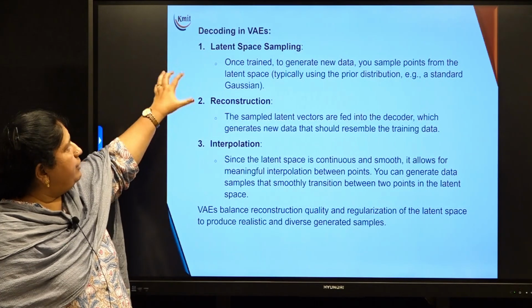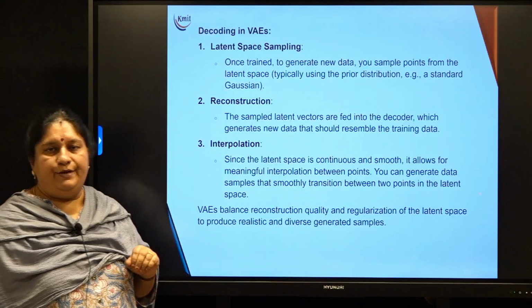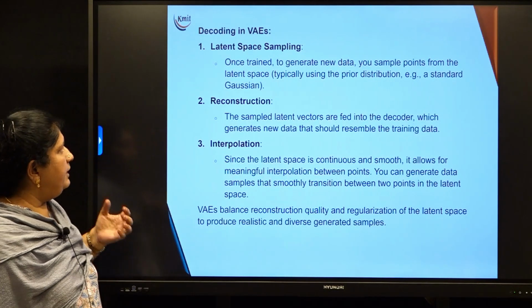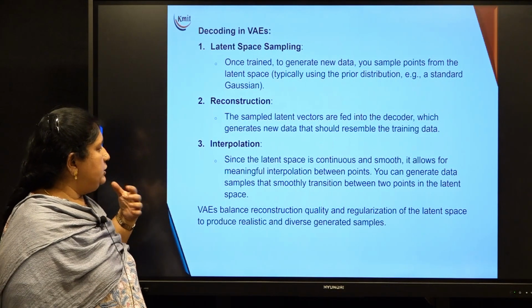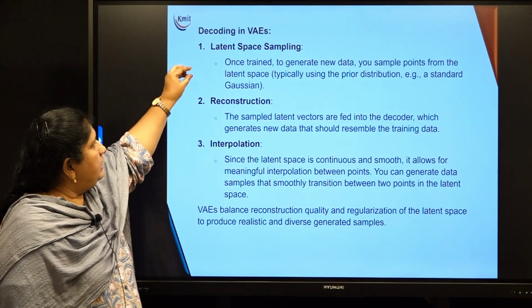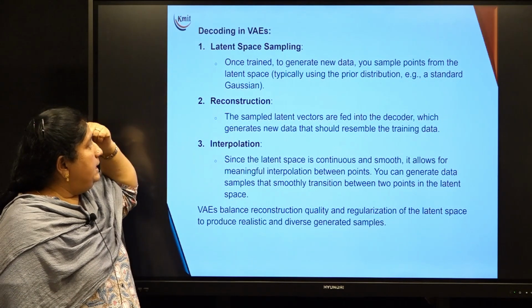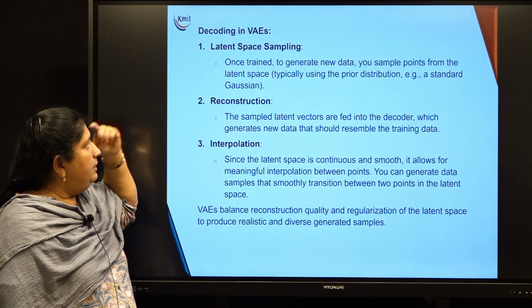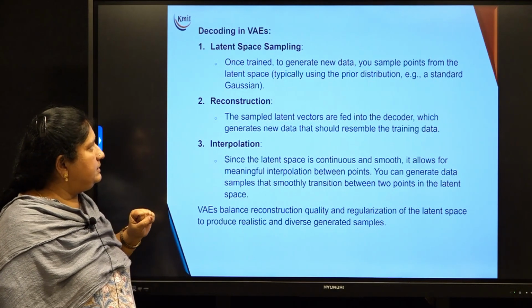How do we go about decoding in variational autoencoders? Whenever you work with variational autoencoders, the second phase is the decoder. So what are we trying to do? First one, latent space sampling. What do we mean by latent space sampling?